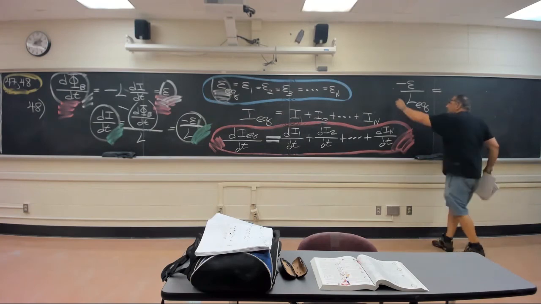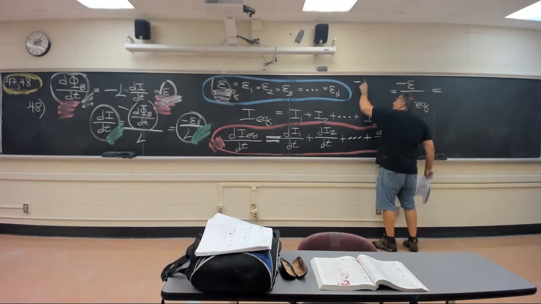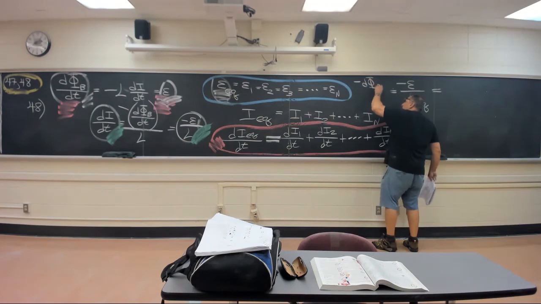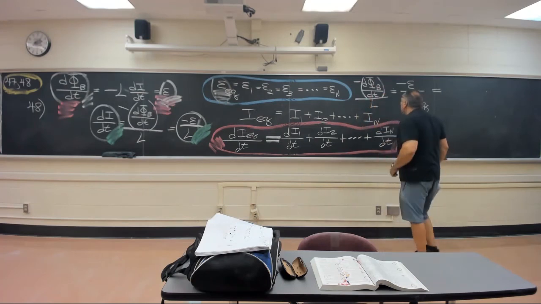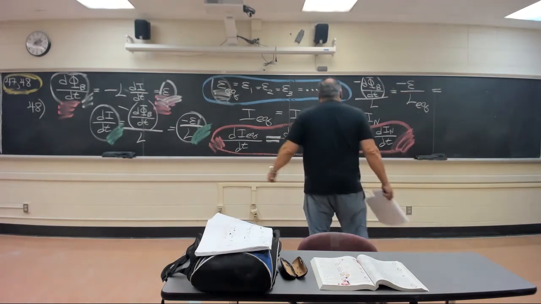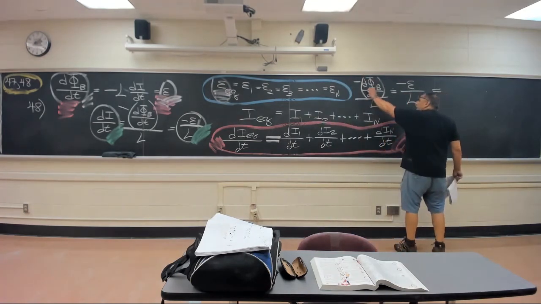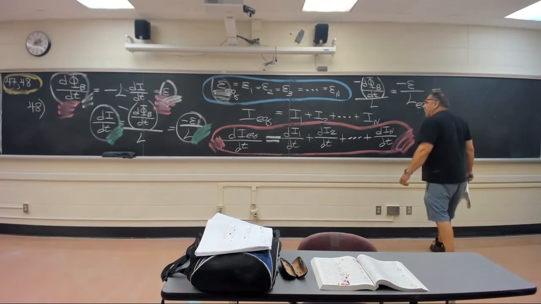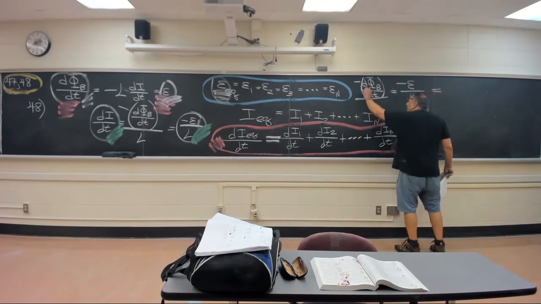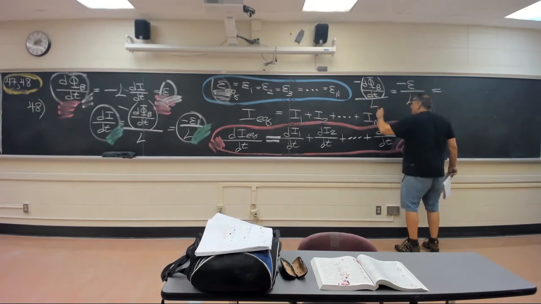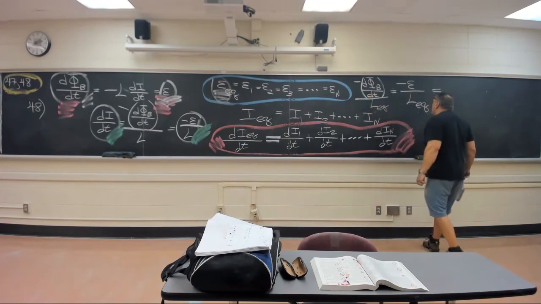And again, that came from negative dΦB/dt over some L. Well, if this is the totality of the flux, and this is the negative dΦB/dt, that's just negative E, and negative E is the same throughout the whole thing. Put an EQ right here if you wish.